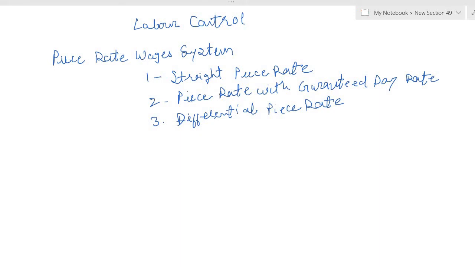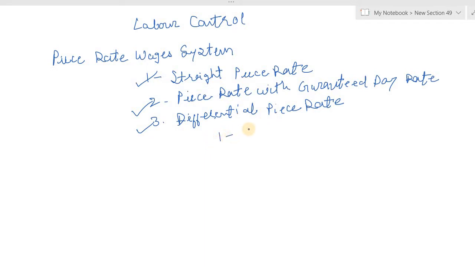In the last lecture, we discussed the piece rate wages system. Mainly, there are three different piece rate wages systems. One is straight piece rate, second is piece rate with guaranteed day rate, and the third one is differential piece rate system. In today's lecture, we will discuss three different differential piece rates.